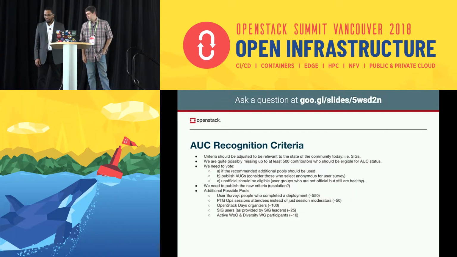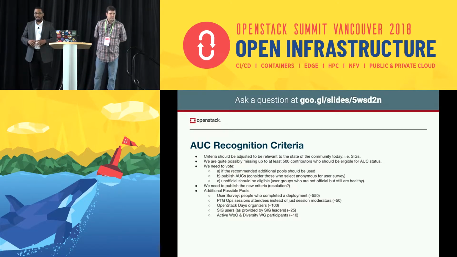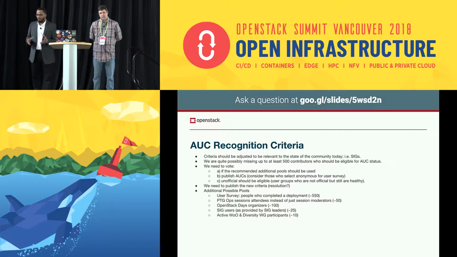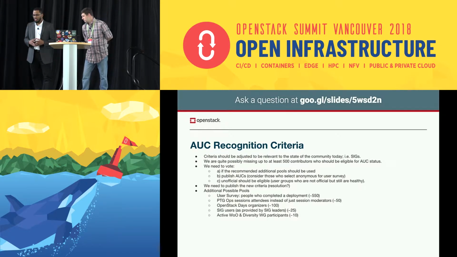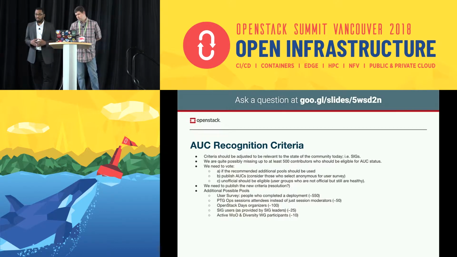Cool. So as we stated, the AUC recognition criteria has been broadened. Previously, I think we were missing, at least we knew, 500 contributors. So what we did was, as you can see here, we voted on these recommended pools: the user survey, for example, PTG ops sessions attended and not just session moderators, OpenStack Days organizers, SIG users, and we rely on the SIG leaders to provide us those numbers, and also working groups that don't necessarily fall under the user committee's constituency, but are very user community oriented, like Women of OpenStack and the Diversity Working Group.